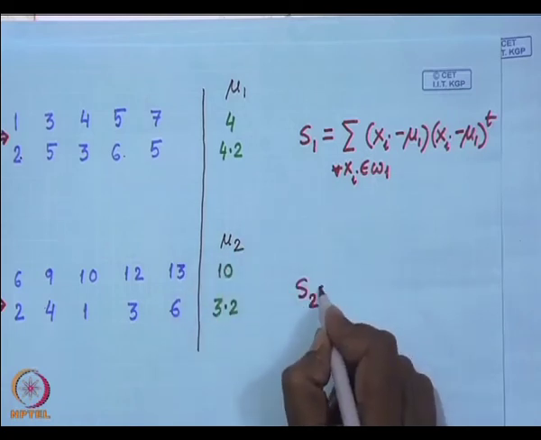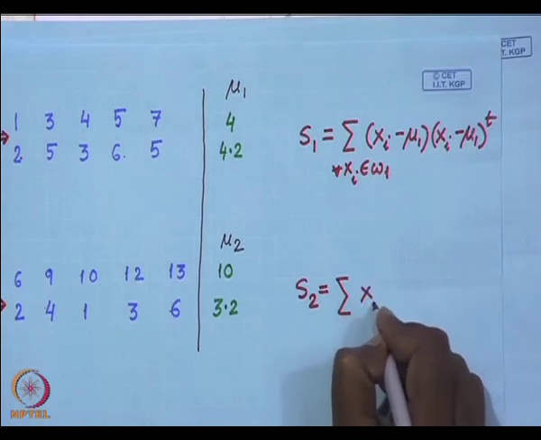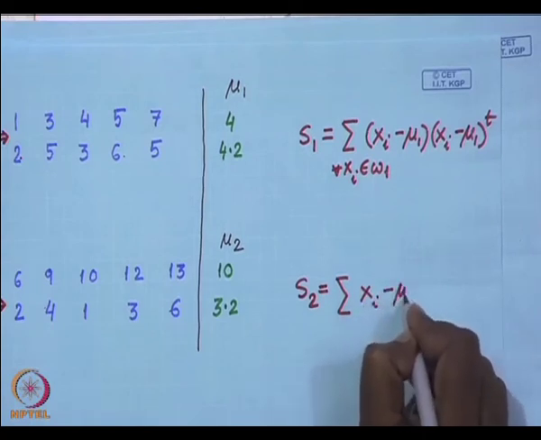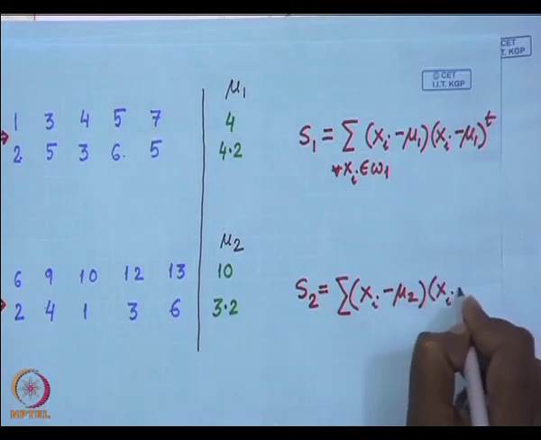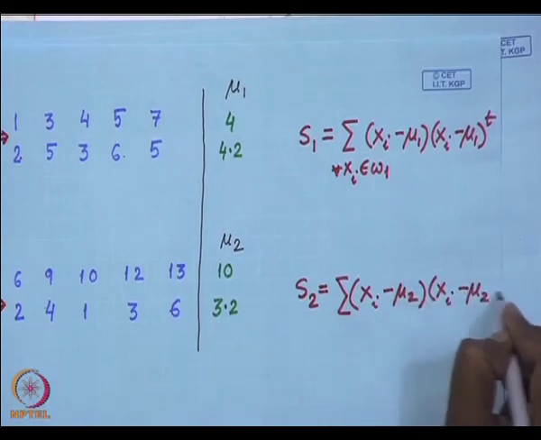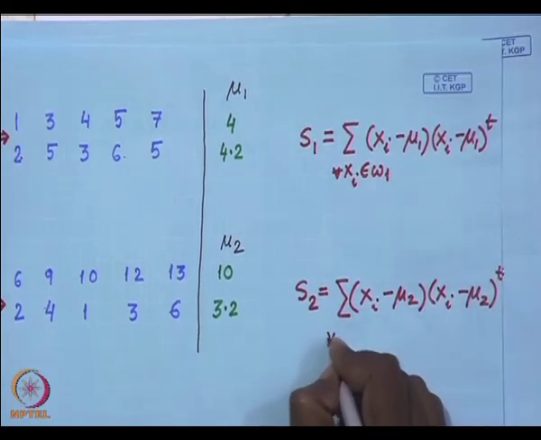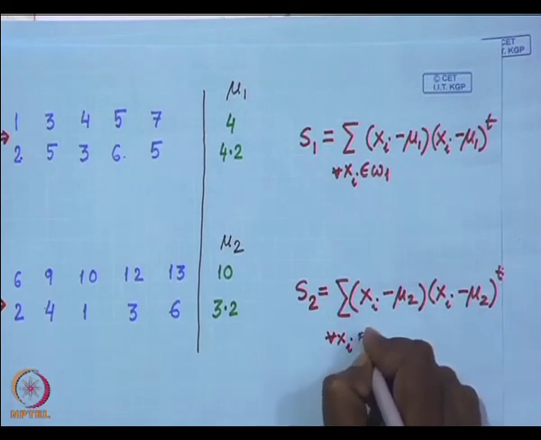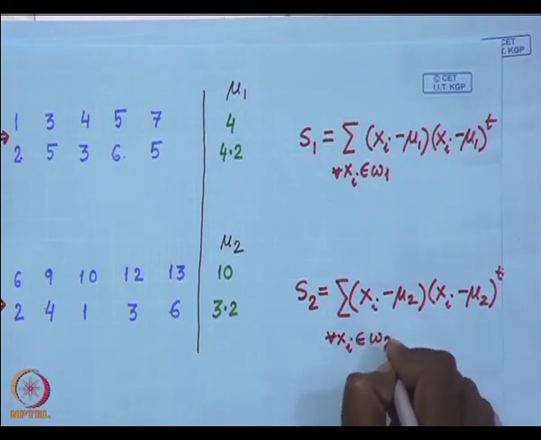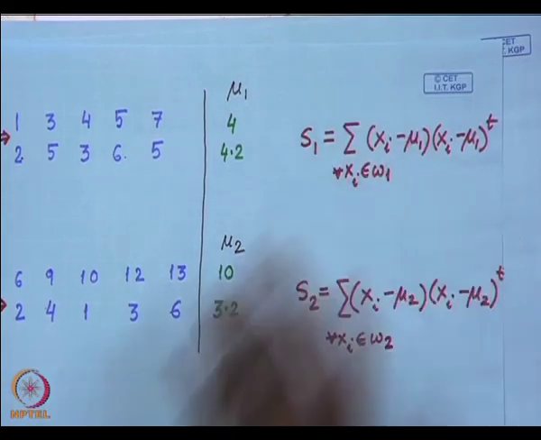Similarly, S 2 will be the sum of (x_i minus mu 2) into (x_i minus mu 2) transpose for all x_i. This summation has to be computed for all x_i belonging to class omega 2. So, we have to compute these two.